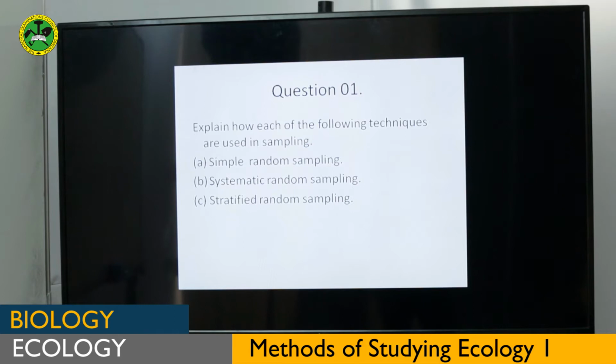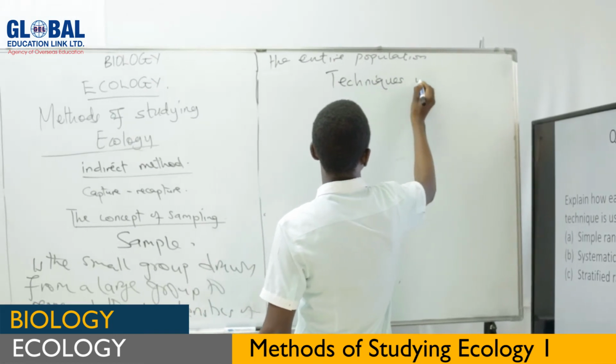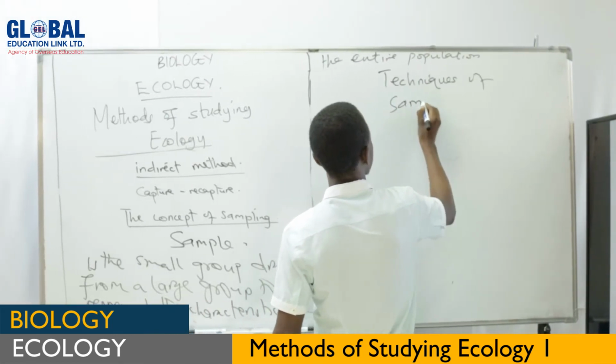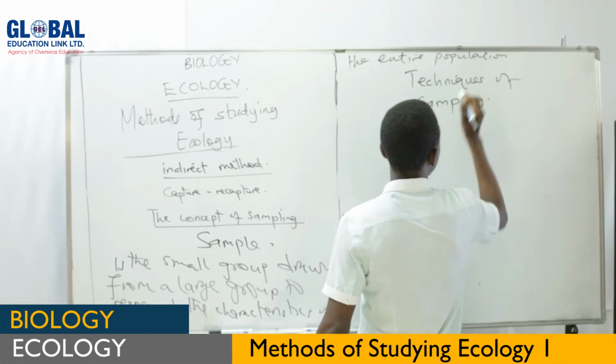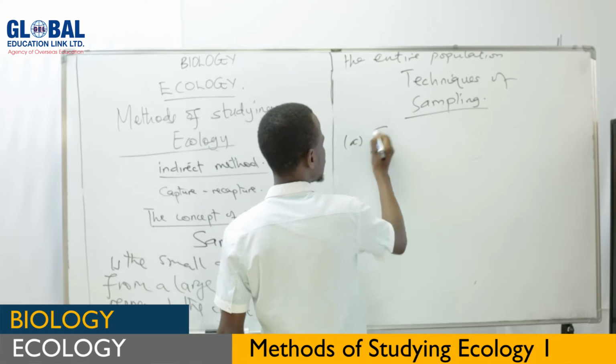Now from there, if we go back to our question, we asked how each of these techniques are used in sampling. Simple random sampling, systematic random sampling, and stratified random sampling. What are these? These are methods of sampling. They are techniques of sampling. Therefore we call them techniques of what? Sampling.